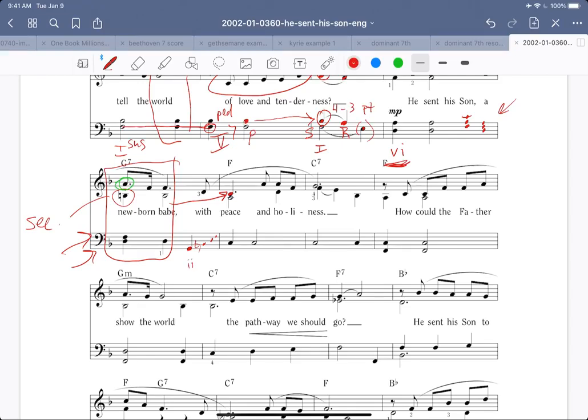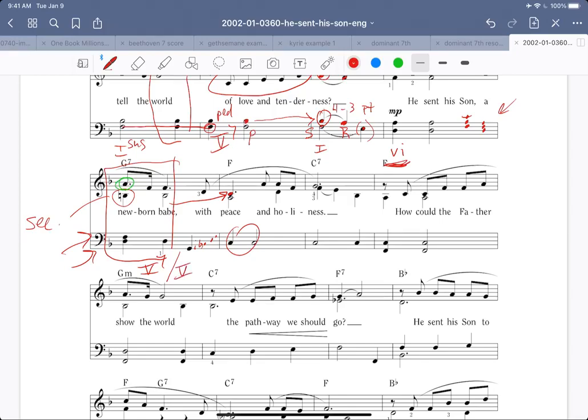But because of the B natural, it's not minor. So we don't call it a minor. We call it a secondary dominant because it is the dominant 7, the 5-7 of C.